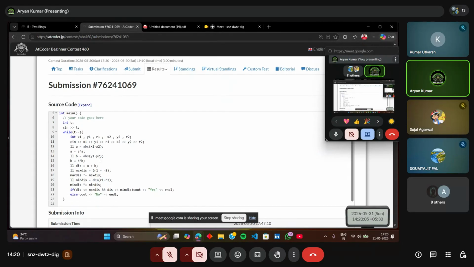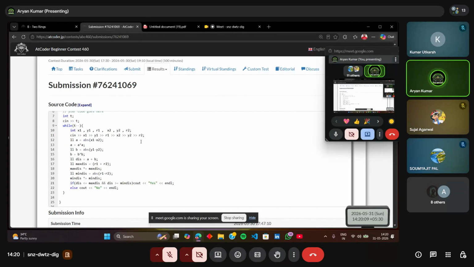So for each test case, we will take input something like this. Then to find distance, we will have to find the difference of their x coordinate and the difference of their y coordinate. So we have taken a variable a. Variable a is equal to the difference of x1 and x2, and we will square this.